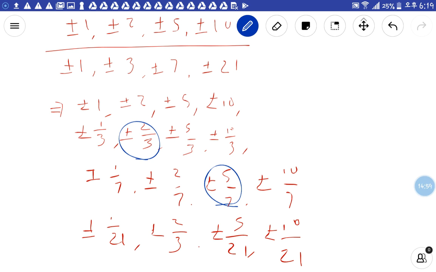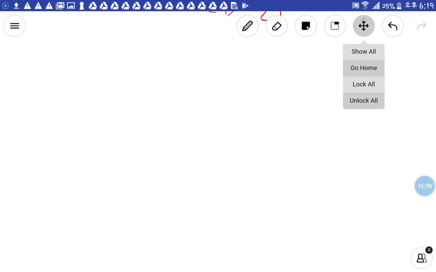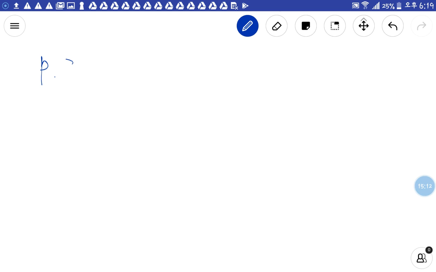Okay, so I'm going to show you problem 1, so that we use this rational root theorem. Okay, so problem 1 on page 313.